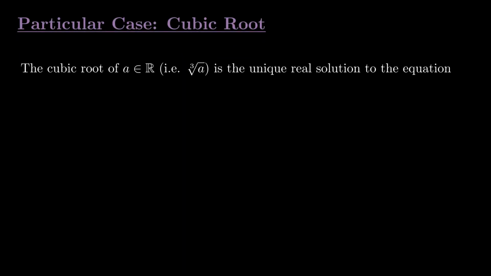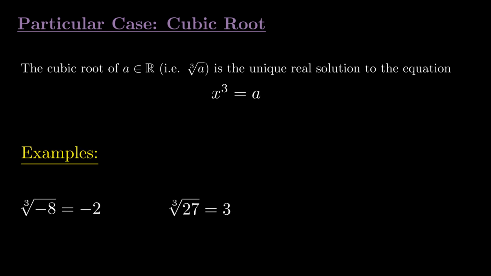Now for the cubic root. The cubic root of a real number is the unique real solution to the following equation: x to the 3 is equal to a. So here are some examples. Which number is equal to minus 8 if you multiply it by itself 3 times? The answer is minus 2. Now, which number multiplied 3 times by itself gives 27? The answer is 3.